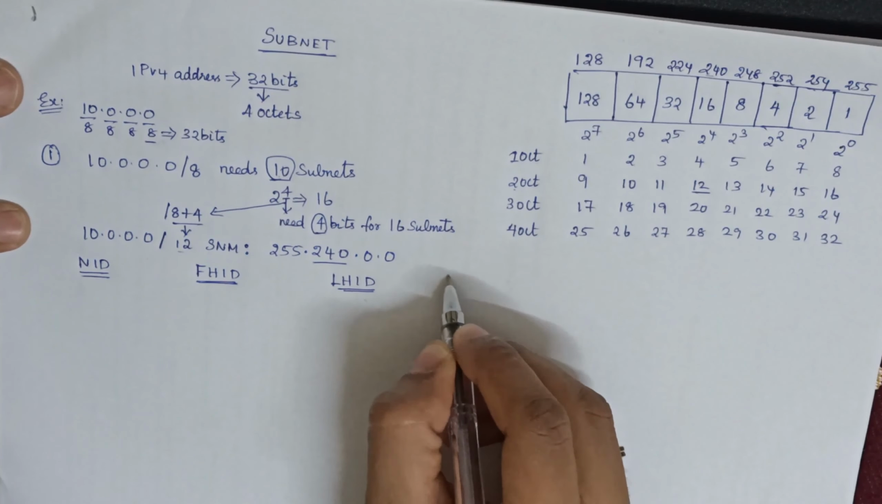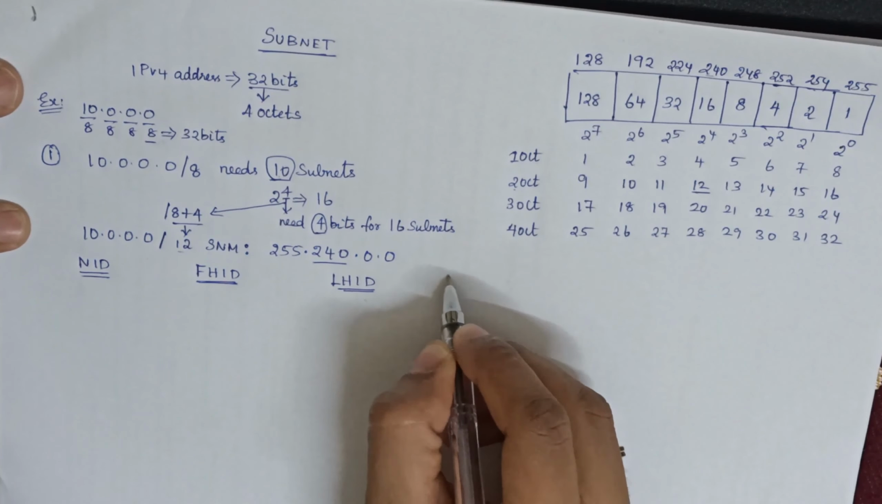So for the 12, look inside the table, which is 16 in the second row. So the second network starts with second octet 16. If you look at the second octet for 12, the top is 16. So that is the second network starting address. How can I do it?